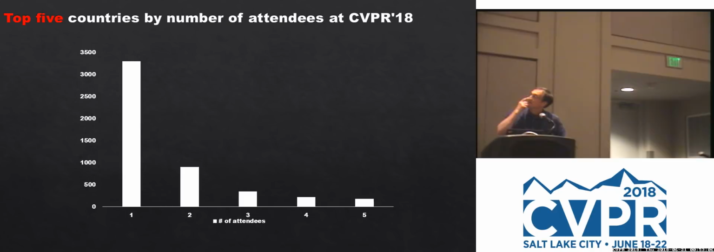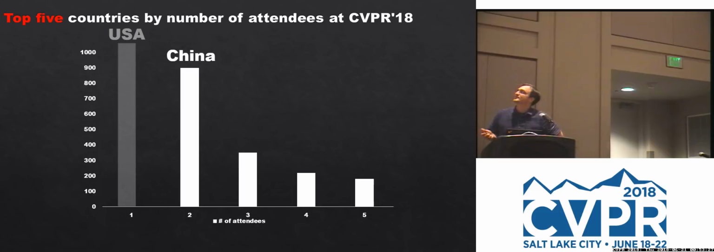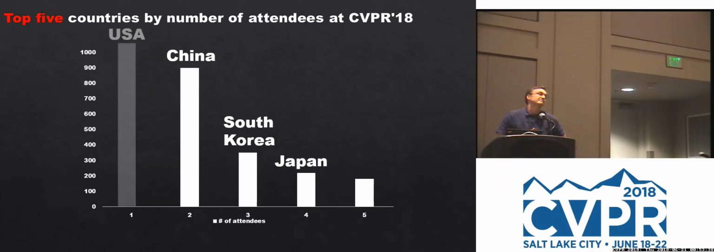This is the top five countries that have sent attendees to CVPR. This is an American conference, so not surprisingly, the first one is United States. So let's look at the next four, because that's a little bit more interesting. If we zoom into the next four, what do you think the first one is? Number two is China. Who's number three? South Korea. Who's number four? Japan. And who's number five? Germany. So in the top five, three are from Asia.